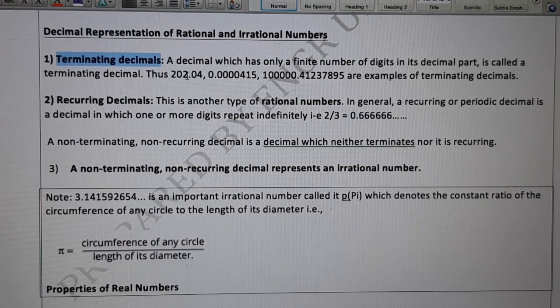Terminating decimal means we have a decimal point over here and we have 2 digits after the decimal. They are terminating, they are finite. We have 1, 2, 3, 4, 5, 6, 7 digits after the decimal. They are terminating, that is, they are finite. We have 1, 2, 3, 4, 5, 6, 7, 8 digits after the decimal. Again, they are terminating. All the terminating decimals are examples of rational numbers.